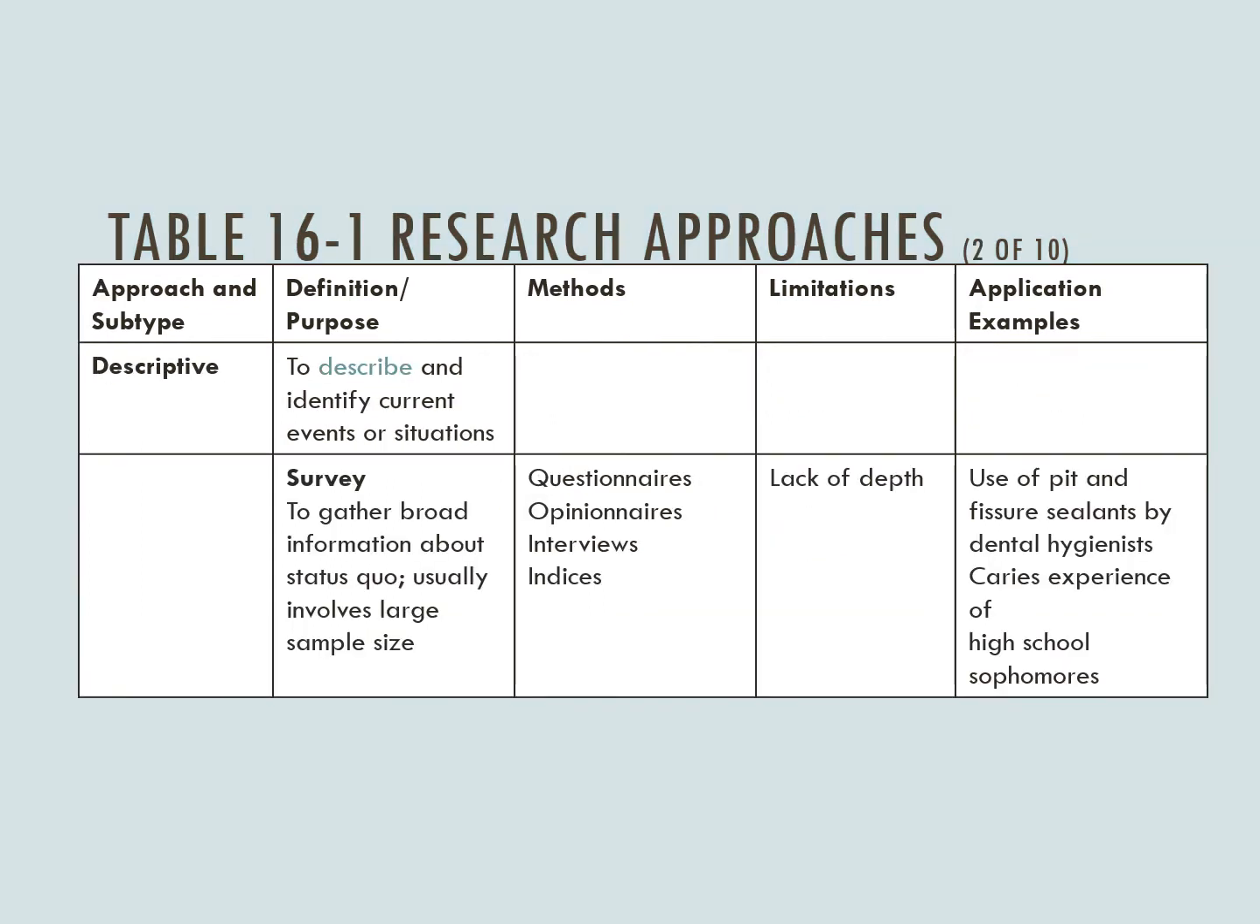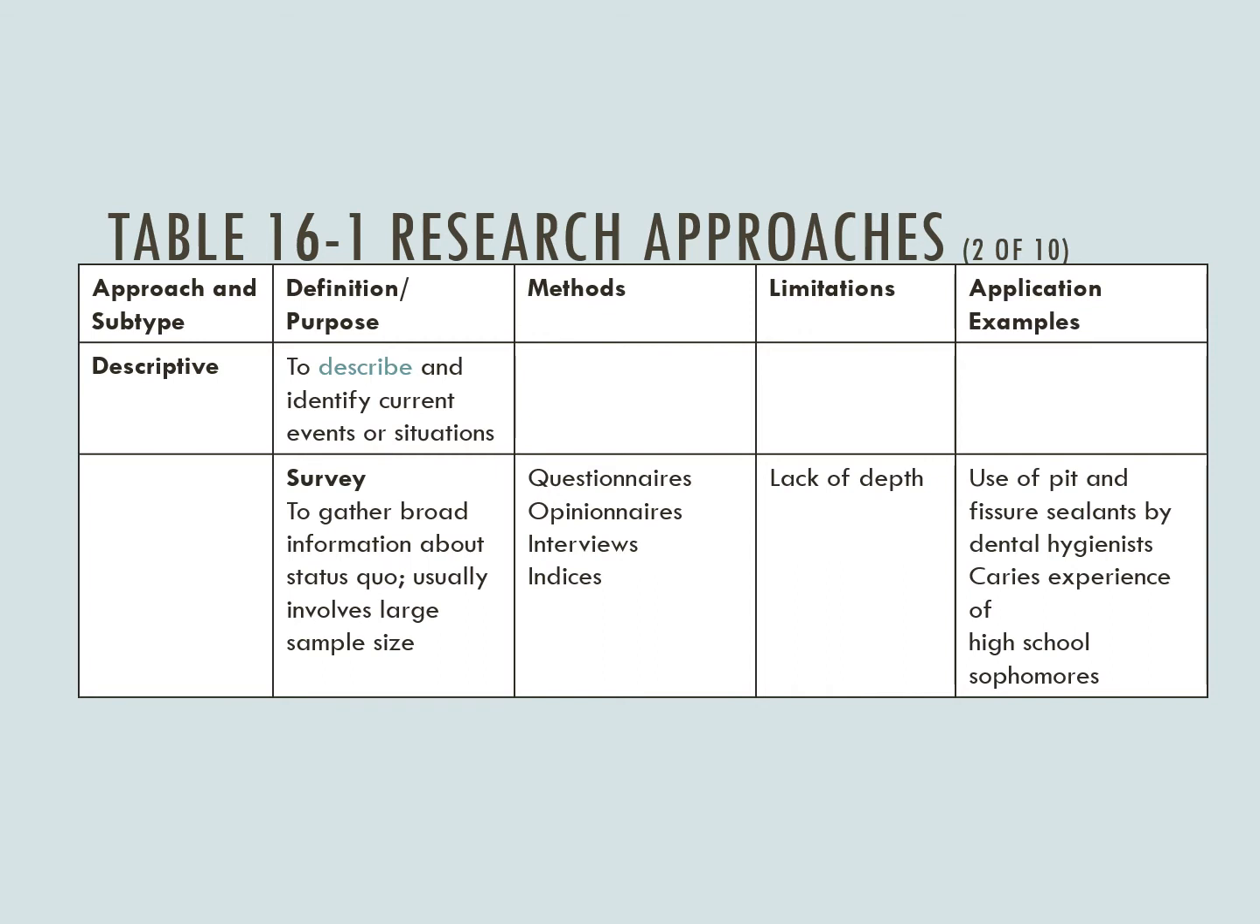Okay, so the next type of research approach is going to be descriptive. But descriptive research approaches can be conducted with different types of research design. So when we look at a survey, or if you're looking at the book, you'll see case study, cross-sectional. Those are all study designs that fall under the descriptive research approach umbrella, okay? A descriptive research approach is going to try to describe and identify current events or situations, right? And in this one, it begins with the example of a survey, and a survey is sent out to gather broad information about the status quo.